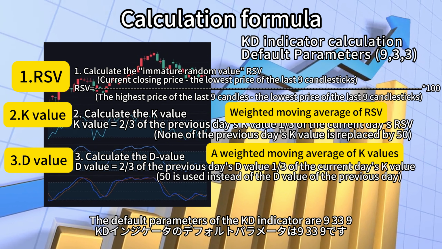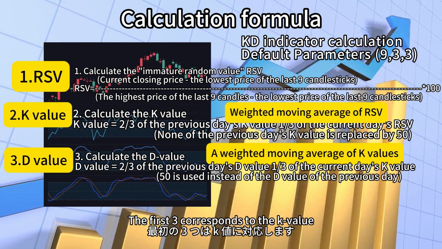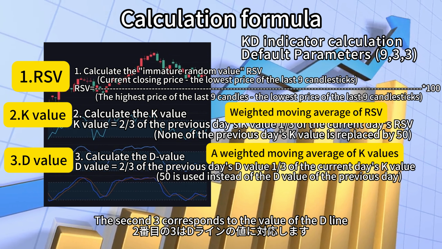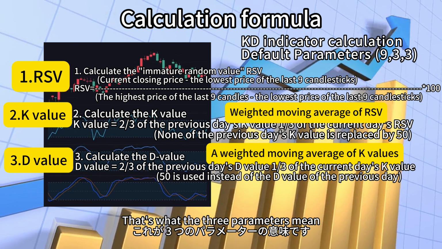The default parameters of the KD indicator are 9, 3, 3. The 9 is the value range of the RSV. The first 3 corresponds to the K value, that is, the period of the weighted moving average of the RSV. The second 3 corresponds to the D line, that is, the period of the weighted moving average of the K line. That's what the 3 parameters mean.